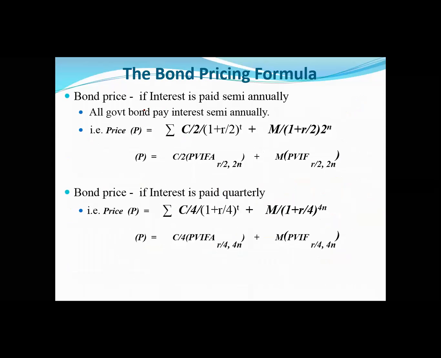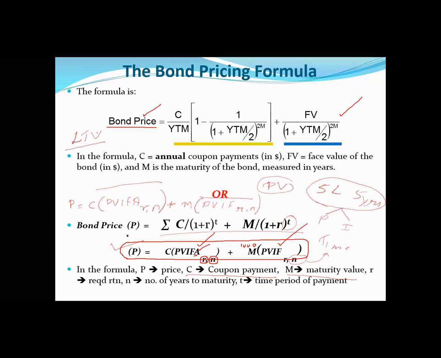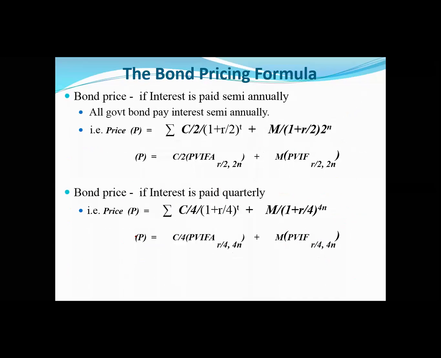Now, the same formula here, no change in the formula. Only difference is, the previous formula was applicable only when interest was paid annually, once in a year. If interest is paid once in a year, this is the formula that you are going to use. But on the other hand, if interest is paid 2 times in a year, that is what it says, semi-annually, then I'm going to use the same formula.